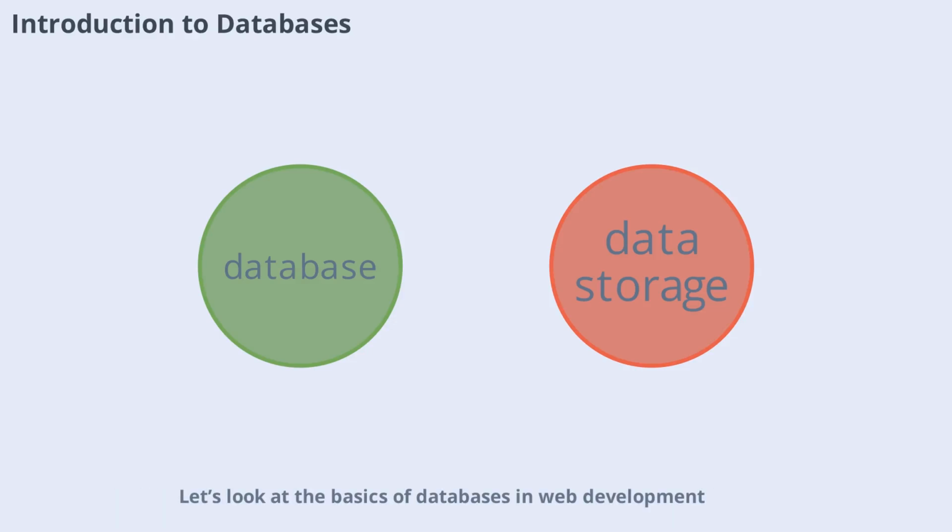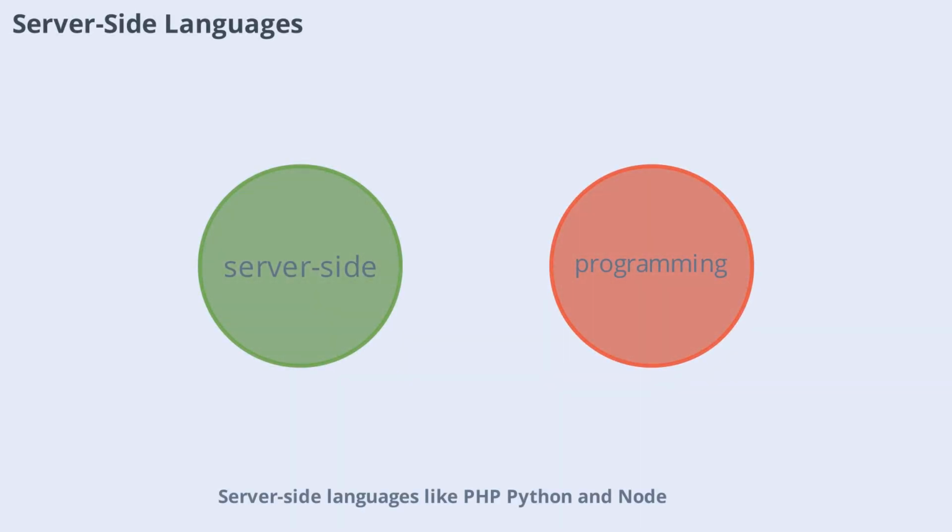Let's look at the basics of databases in web development. Server-side languages like PHP, Python, and Node.js handle the logic and data processing that happens on the server. These languages generate dynamic content, interact with databases, and manage user authentication. Learning a server-side language is essential for building full-featured web applications.